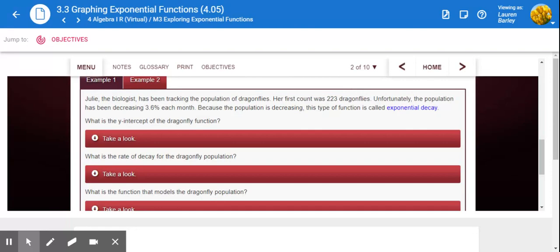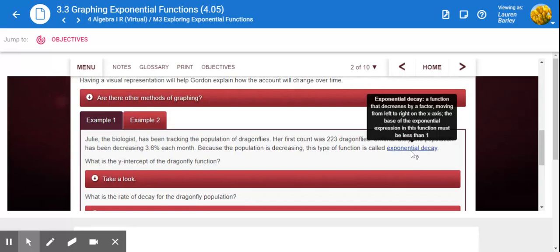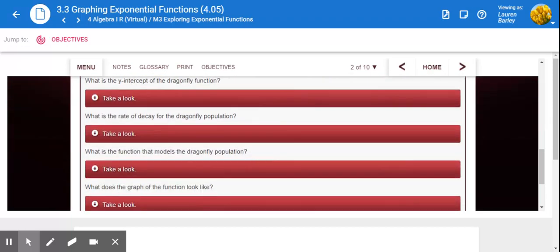Julie is a biologist. She's been tracking the population of dragonflies. Her first count was 223 dragonflies. Unfortunately, the population has been decreasing 3.6% each year. Because the population is decreasing, this type of function is called exponential decay. And all exponential decay means is that base, or that rate of change, is going to be somewhere between 0 and 1. It's going to be a decimal or a fraction.